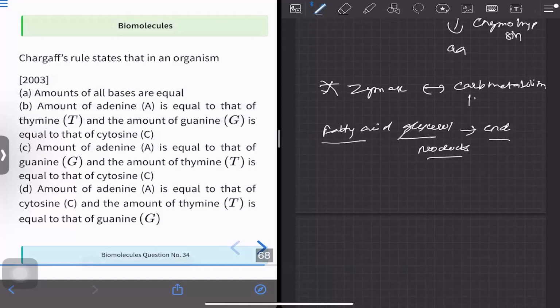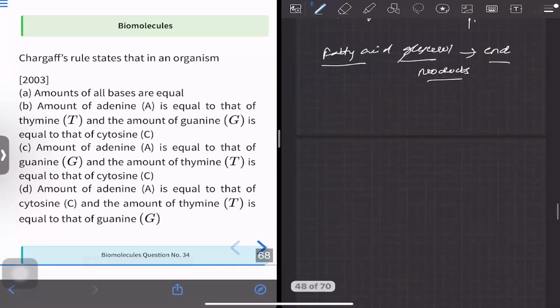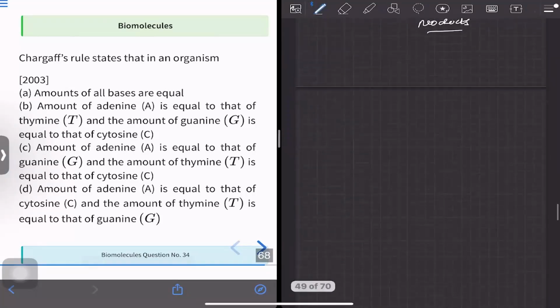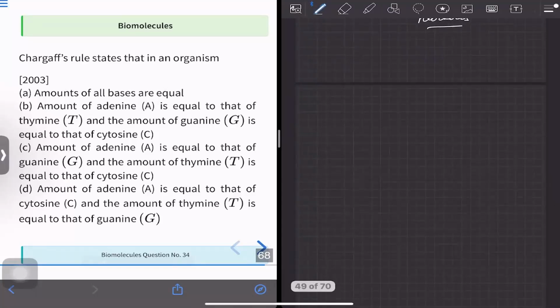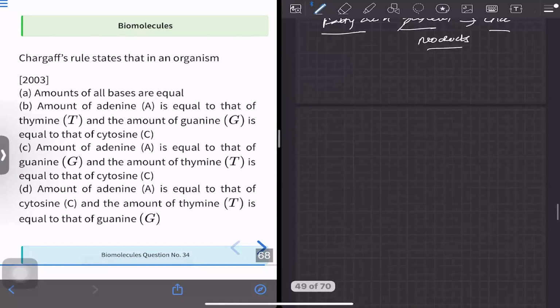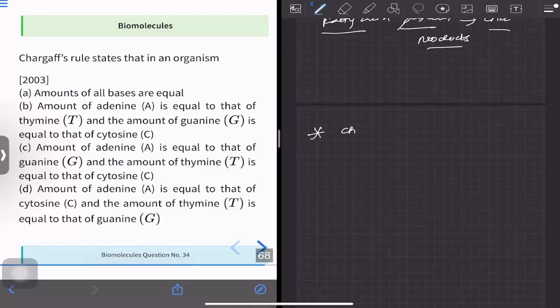Next question. The Chargaff rule states that in an organism, amount of bases all are equal. Option A. Option B. Amount of adenine is equal to that of thymine and amount of guanine is equal to that of cytosine. Option C. Amount of adenine is equal to that of guanine and amount of thymine is equal to that of cytosine. Option D. Amount of adenine is equal to that of cytosine and amount of thymine is equal to that of guanine. See, what is Chargaff rule?